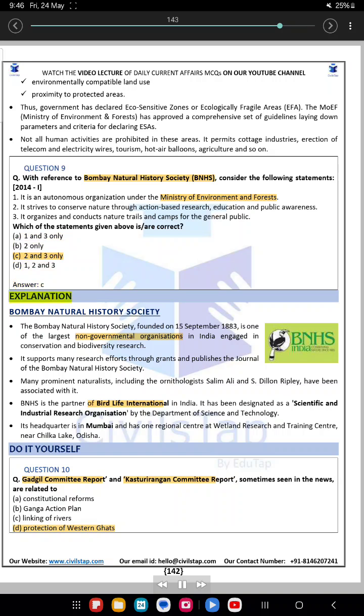Answer C. Explanation. Bombay Natural History Society. The Bombay Natural History Society, founded on the 15th of September 1883, is one of the largest non-governmental organizations in India engaged in conservation and biodiversity research.